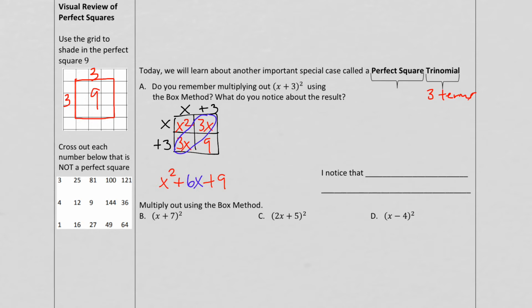In this example, if you look carefully, here are some observations. First, notice how our first term, x squared, is a perfect square. In addition, do you see how we have this 9 here on the back? 9 also is a perfect square. And then if you look at the result, notice that it has 3 terms, 1, 2, 3.